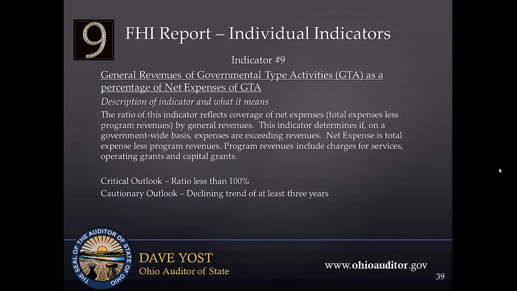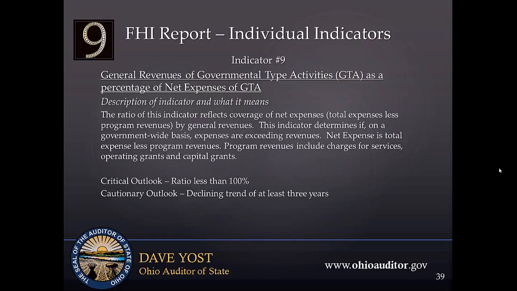Indicator 9 is general revenues of the government type activities as a percentage of net expenses of the government type activities. The ratio of this indicator reflects coverage of net assets, total expenses less program revenues, by general revenues. This indicator determines if, on a government-wide basis, expenses are exceeding revenues. Net position is total expense less program revenues. Program revenues include charges for services, operating grants, and capital grants.